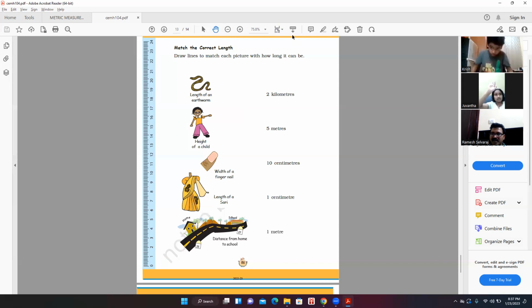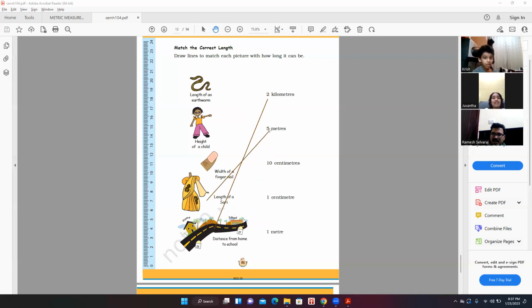Okay, so I will take this one. I'm taking distance, where do I have to match it, this or this? Which one do I have to match? 2 kilometers. Yeah, 2 kilometers. Correct. Okay. Now the length of a saree. Which one do I have? 1 meter. 1 meter? 5 centimeter?